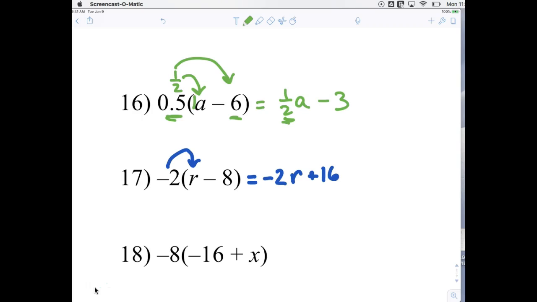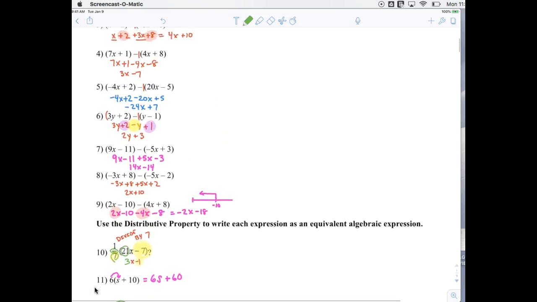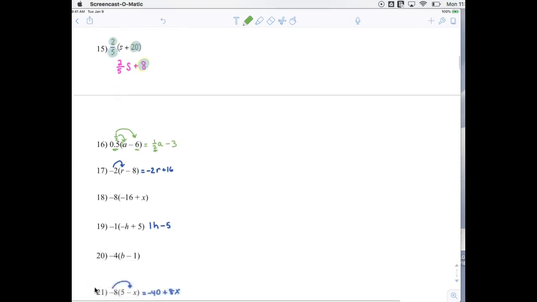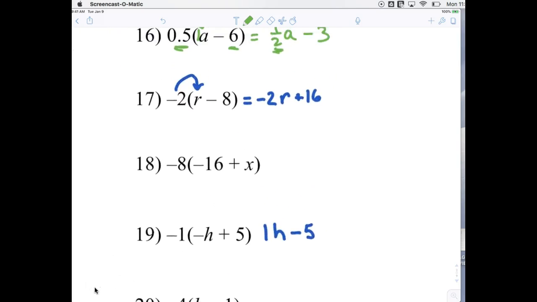How do you know when to solve a problem? Well, because there's no equal sign. You with me? All of these are just simplifying, just combining terms, distributing. Those are just a rule.